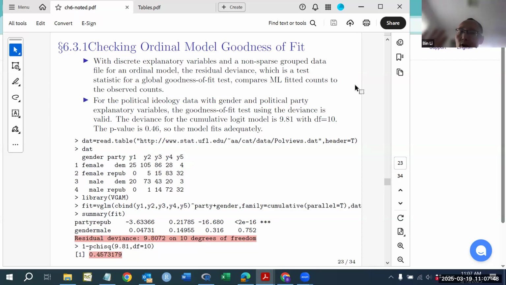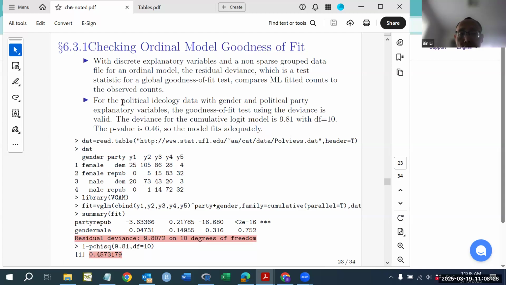After we talk about that, we can also check the ordinal model goodness of fit. When the response is ordinal, we can check overall whether the model fits the data well or not. That's the purpose of doing the goodness of fit test. We can do it through the chi-square test using the residual deviance.